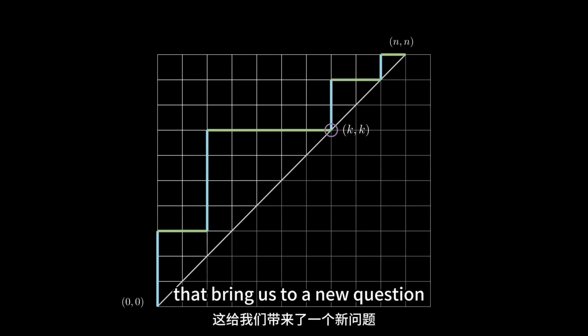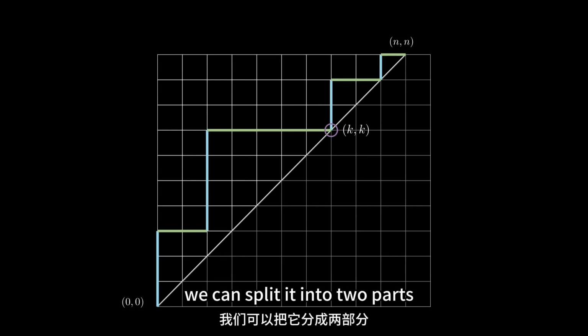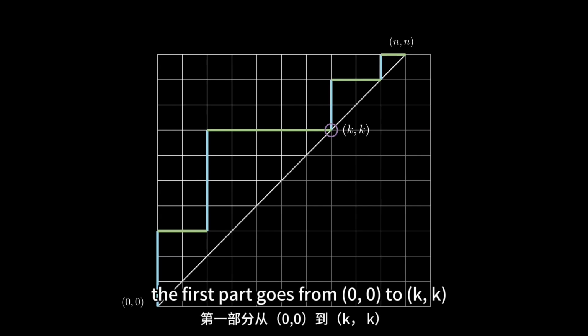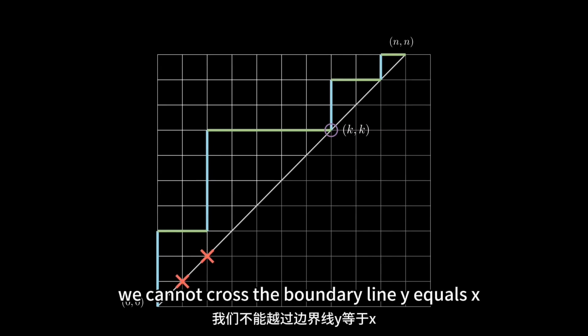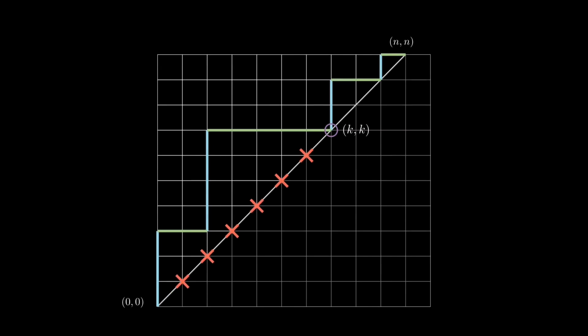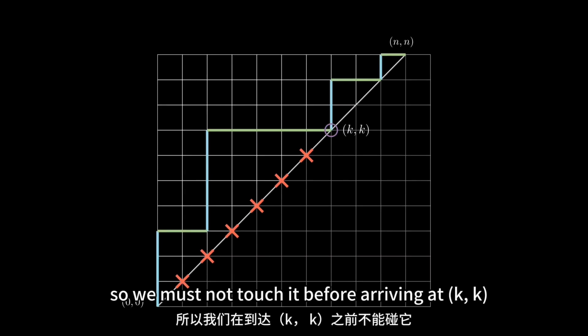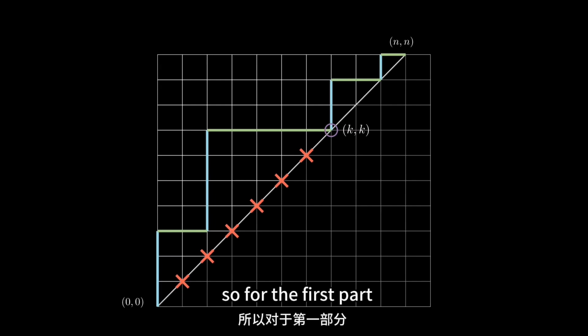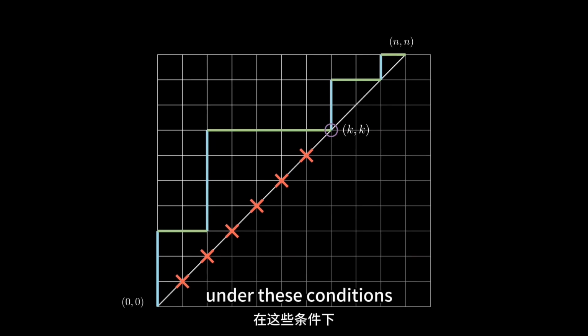Now, how many class k paths are there? That brings us to a new question. If a safe path belongs to class k, we can split it into two parts. The first part goes from (0,0) to k. Along this part, we cannot cross the boundary line y equals x. We cannot even touch it. By definition, k is the very first spot where the path hits this boundary, so we must not touch it before arriving at k. So for the first part, we need the number of paths from (0,0) to k under these conditions.